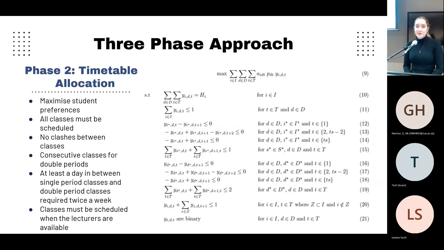Okay. So then we move on to the second phase of this approach, where we allocate the modules to the timetable. We used the results from the first phase. How we did this is we created a binary variable where, for all the lecturers that were allocated to a module, we found when they were all available, and these are the only times that we could allocate the module to the timetable.